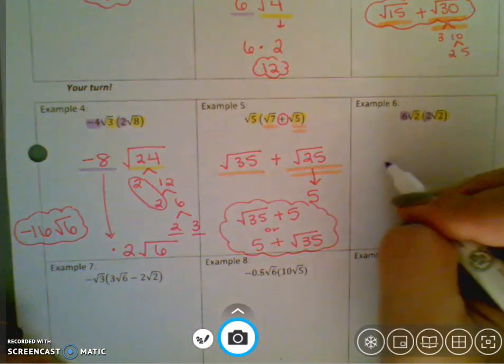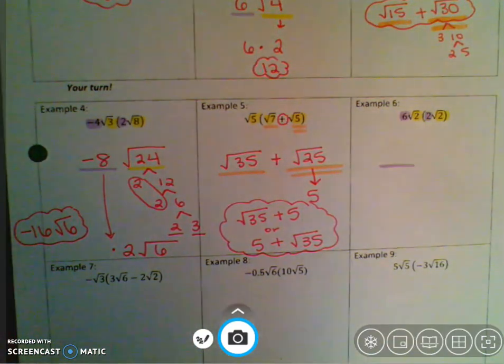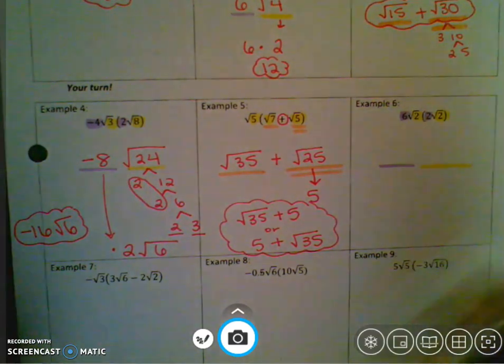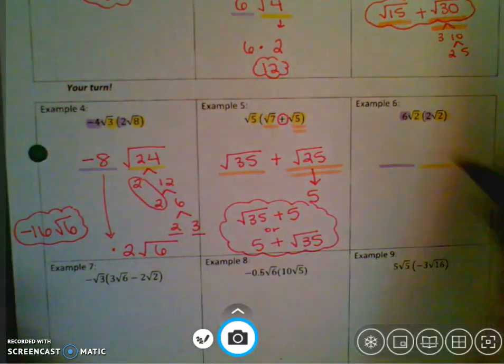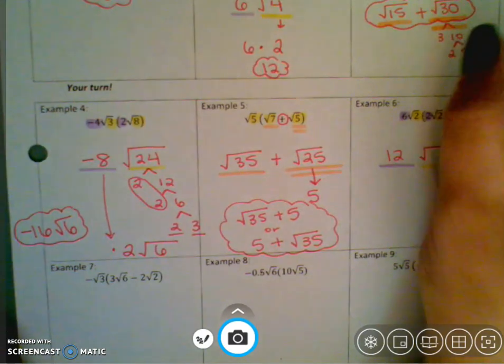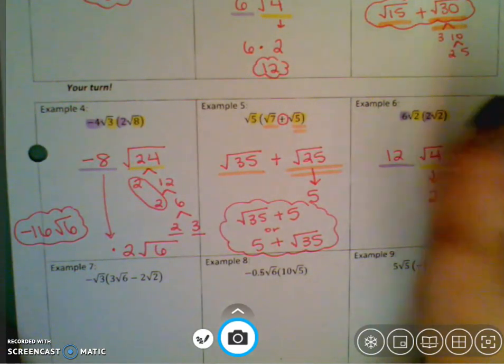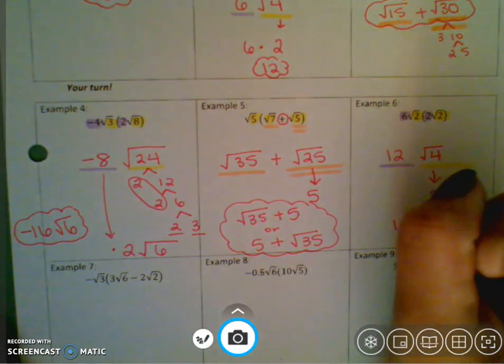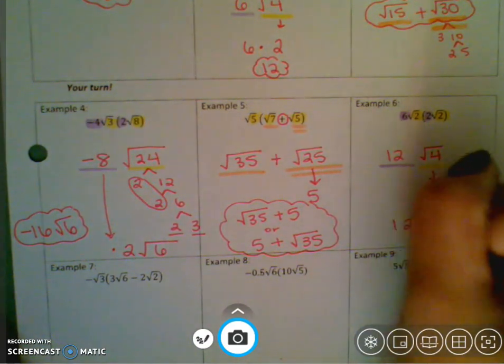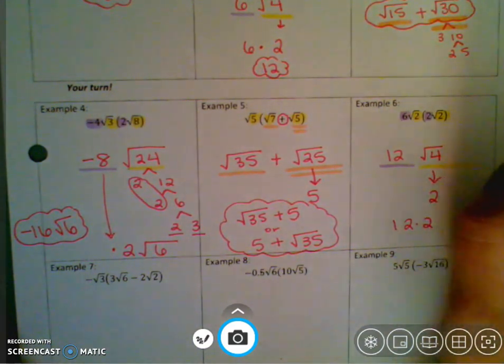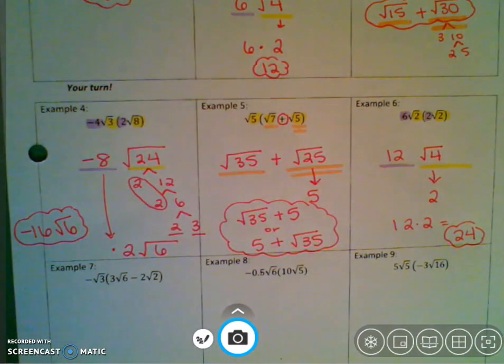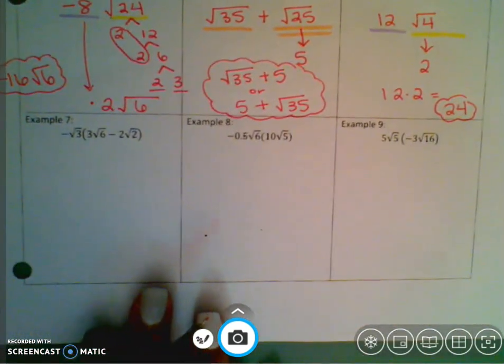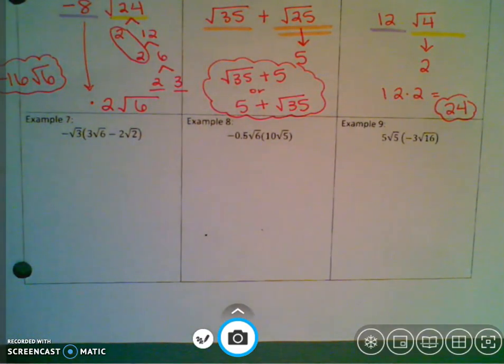Okay, you should have tried number 6 by now. So you should have an answer that looks like this. So your final answer for number 6 should be 24. Okay, let's go down to 7, 8, and 9.